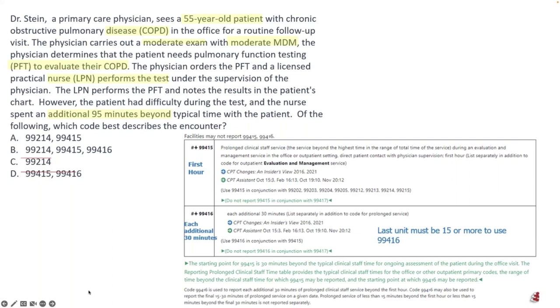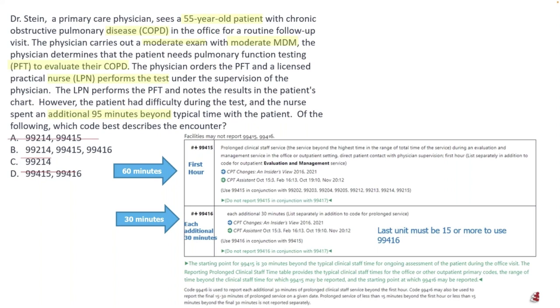So if we use the codes, we can get the answer, right? We're coding for 95 minutes beyond the typical time spent with a patient. So if the first hour is for the first 60 minutes, and the remainder, we have 35 minutes remaining, we can code 99416. And remember, we have to code it in addition to the doctor visit, right?